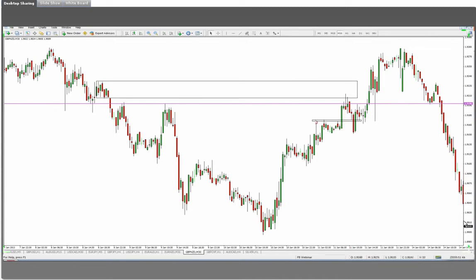Okay, and then this broken SR area would be my FLS. So it went lower, but that's the FLS for me.